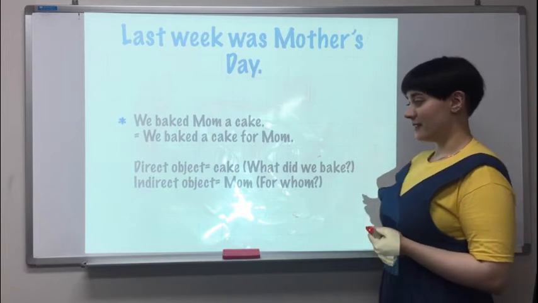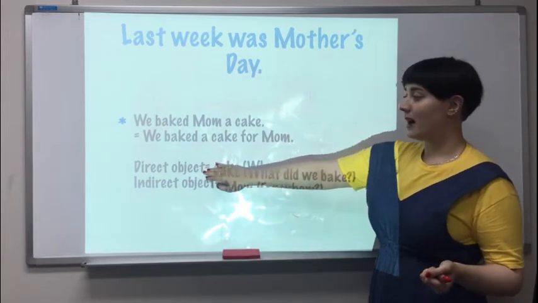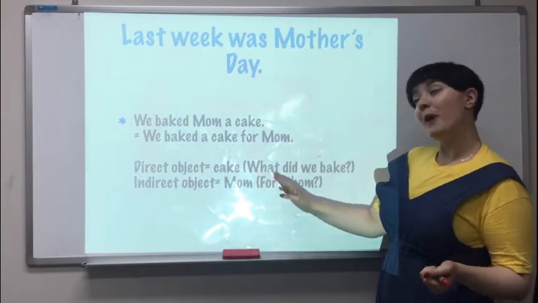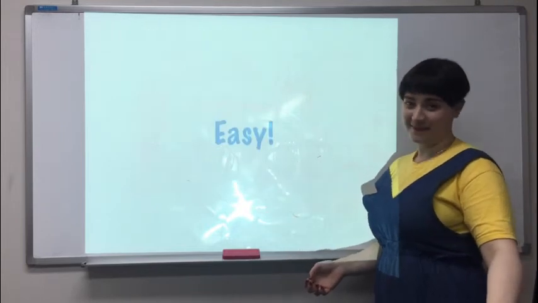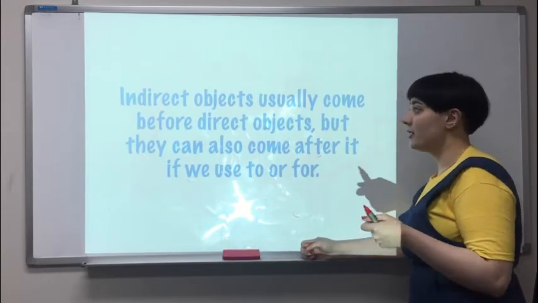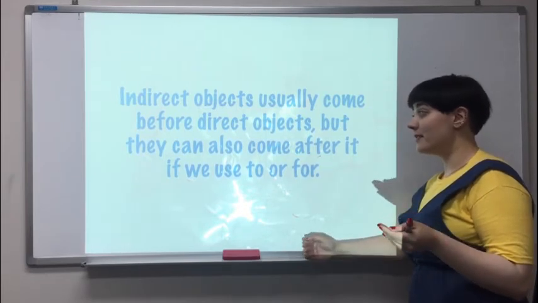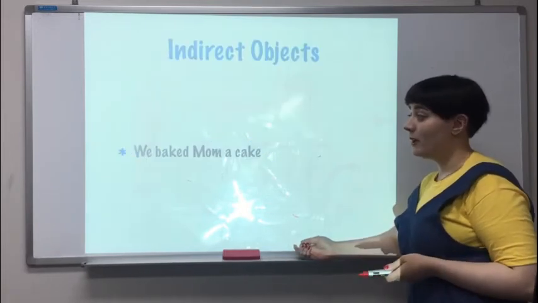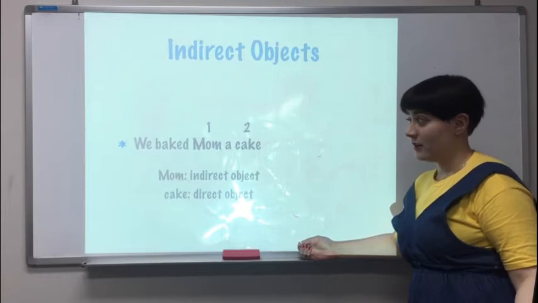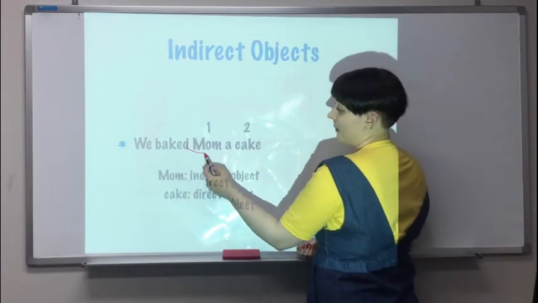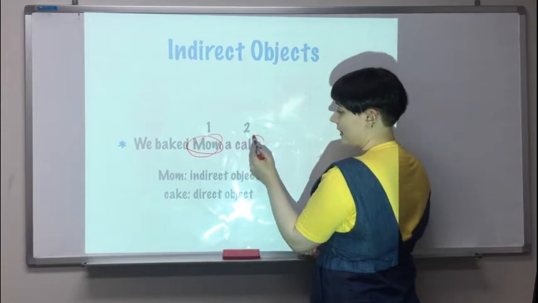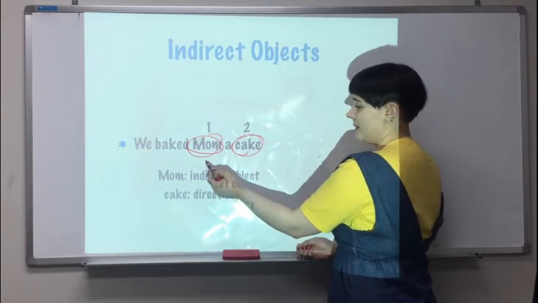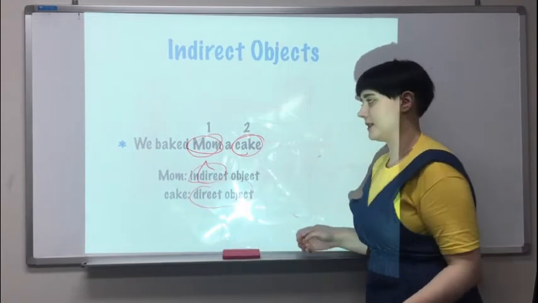So the direct object in this example is cake. What did we bake? And the indirect object, for whom? For mom. Easy. Indirect objects usually come before direct objects, but they can also come after them if we use to or for. For example, we baked mom a cake. As you can see, we have first mom, the indirect object, and cake, the direct object.